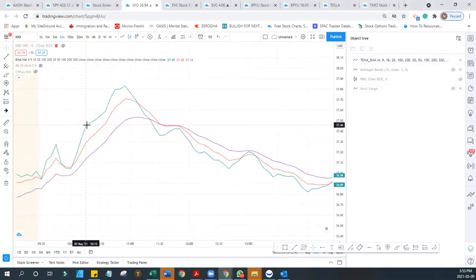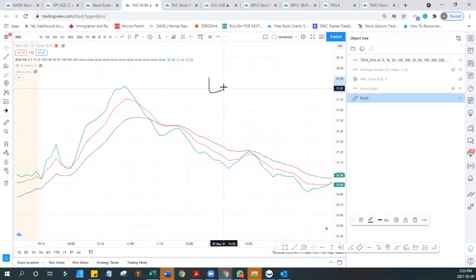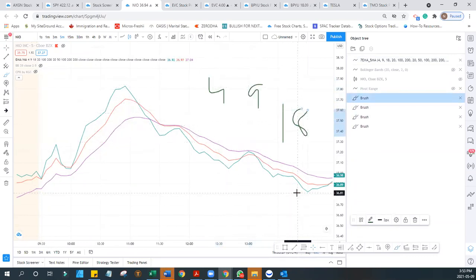This green is 4, the red or orange is 9, and the purple is 18. Okay, so you're going to use the 3 time frame EMAs: 4, 9, and 18 EMA. This is all EMA for the 5-minute chart.